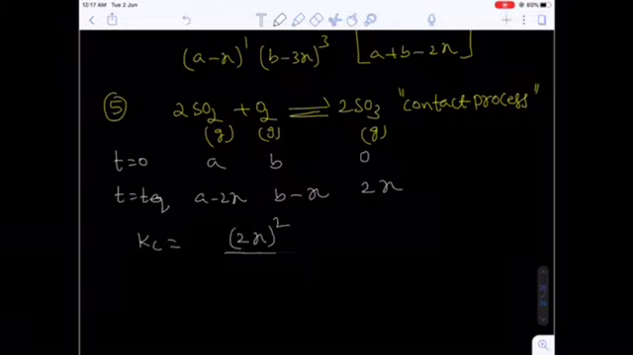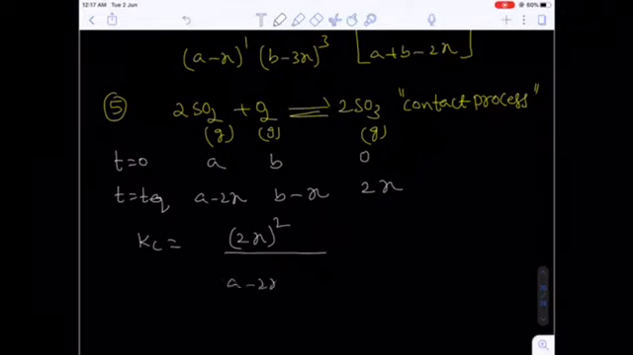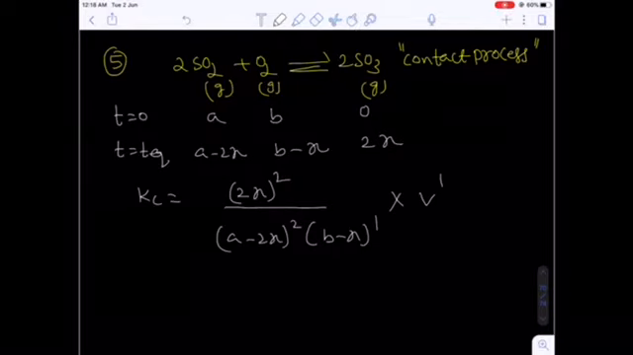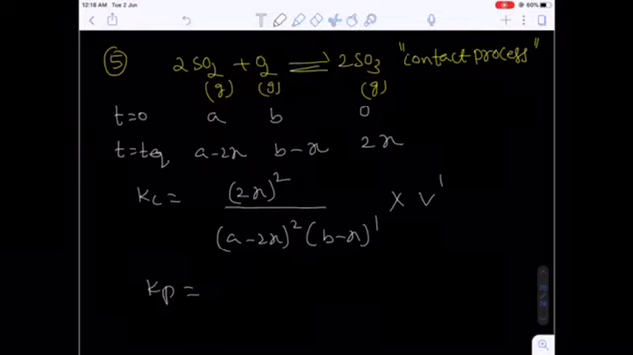According to which the Kc expression we can write: 2x whole square divided by A minus 2x whole square, B minus x whole power 1. Now you see the powers. In the numerator power will be 2, in the denominator power will be what? 3. So there will be one power left in the numerator, that power will be V to the power 1. So total powers will be now same, okay. Otherwise you can divide by V and you can solve this, okay.